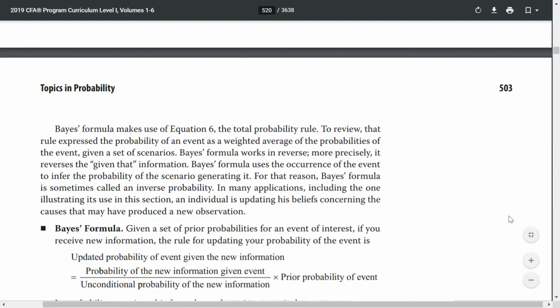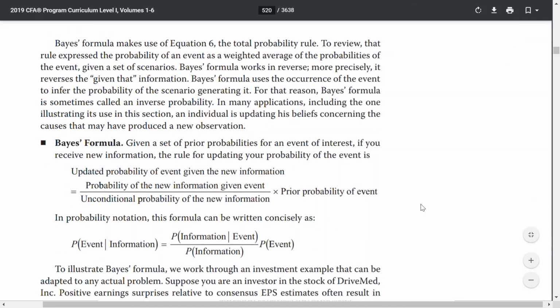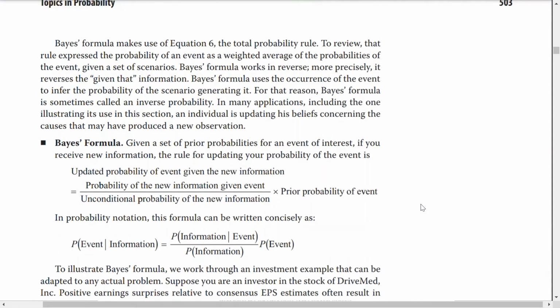Bayes' formula: given a set of prior probabilities for an event of interest, if you receive new information, the rule for updating your probability of the event is: updated probability of event given the new information equals probability of new information given event, divided by unconditional probability of new information, multiplied by prior probability of event. In probability notation, this formula can be written concisely as: the probability of event given information equals the probability of information given event, divided by the probability of information, multiplied by the probability of event.